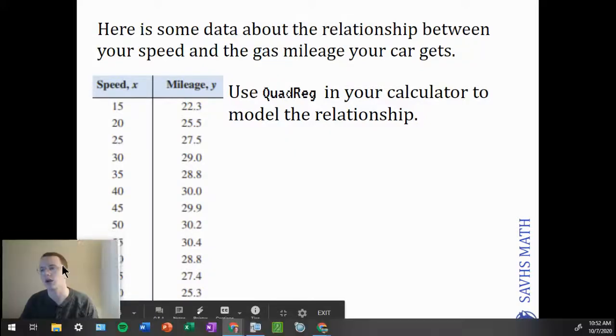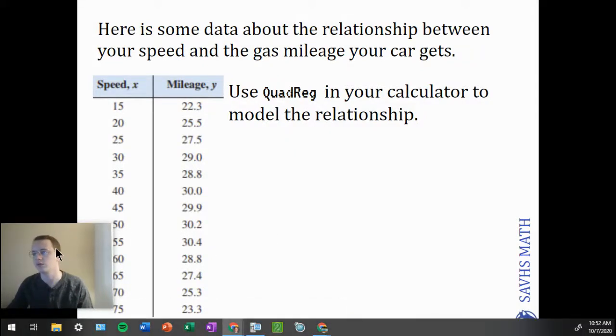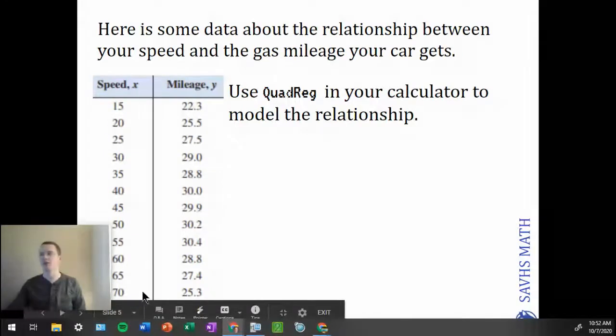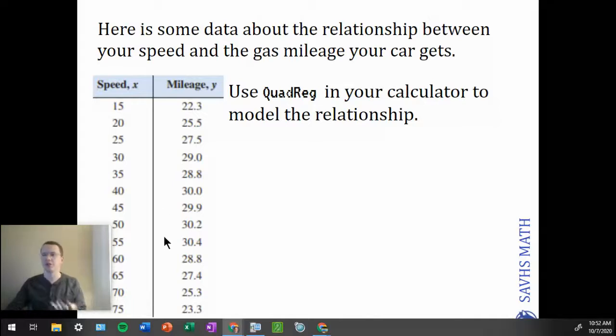Okay, so I'm gonna show you one of the things that we can do with quadratics, and we can model data with these just like we did with lines. Right here we have a table of data values with information about the relationship between how fast your car is going and what mileage you're getting, so your miles per gallon. Let's build our relationship in our calculator.